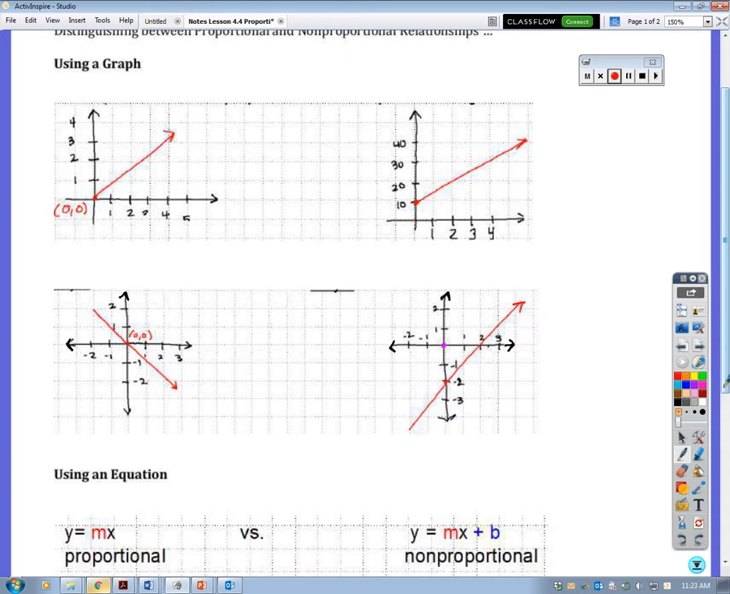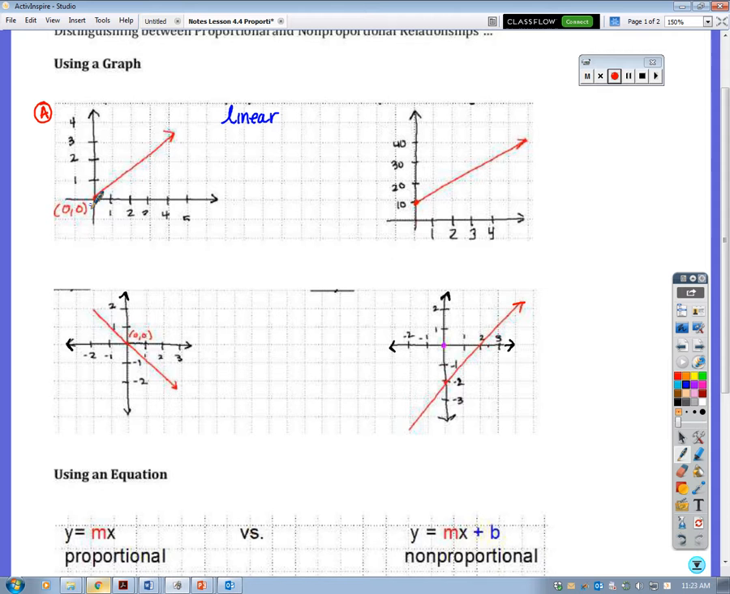So when we're looking at graphs, what we are doing to determine if a relationship is proportional is, first of all, we need to see if it's linear. Because if it is not linear, it will not be proportional. So we need to make sure it's making a straight line. So if we look at graph A here, we can notice that it is a straight line. So first of all, this is linear. It does make a straight line.